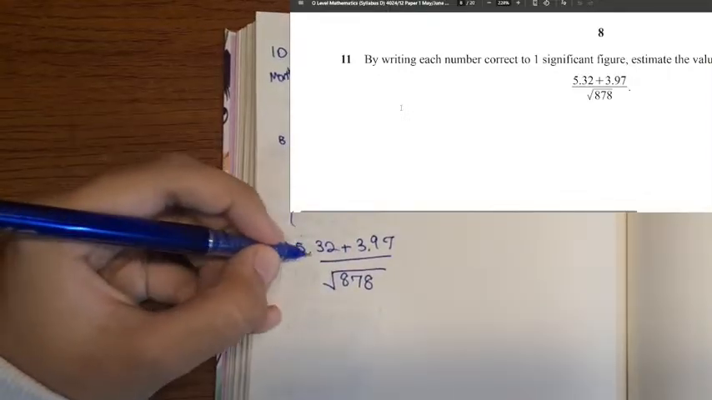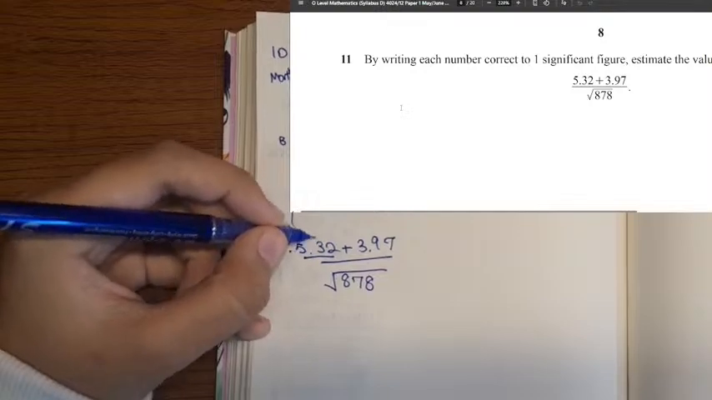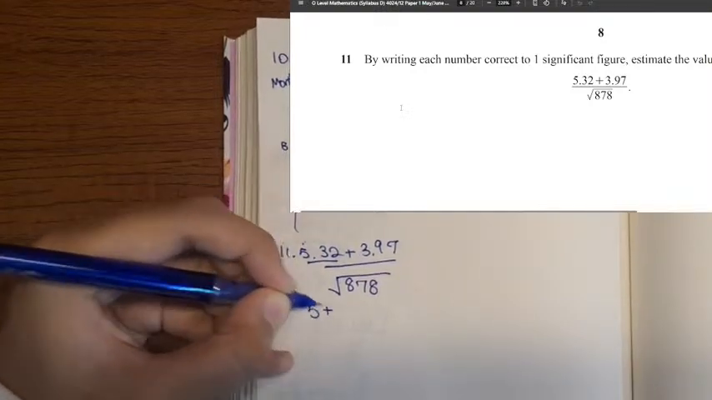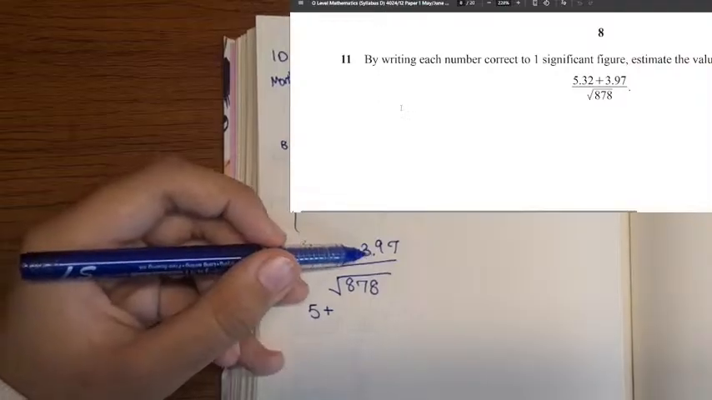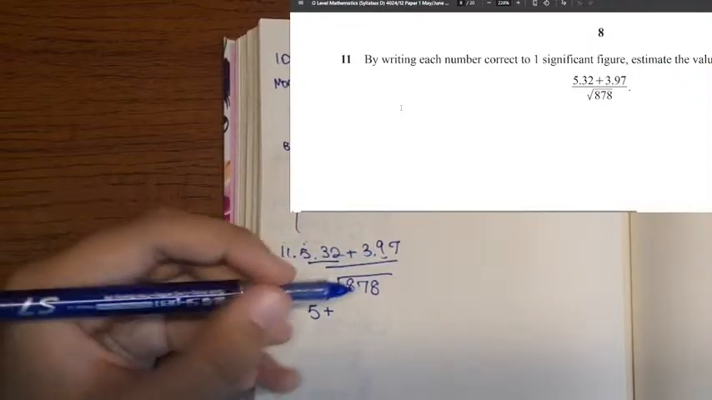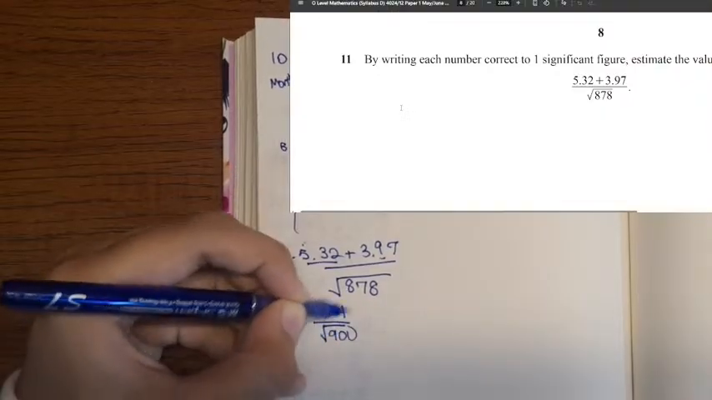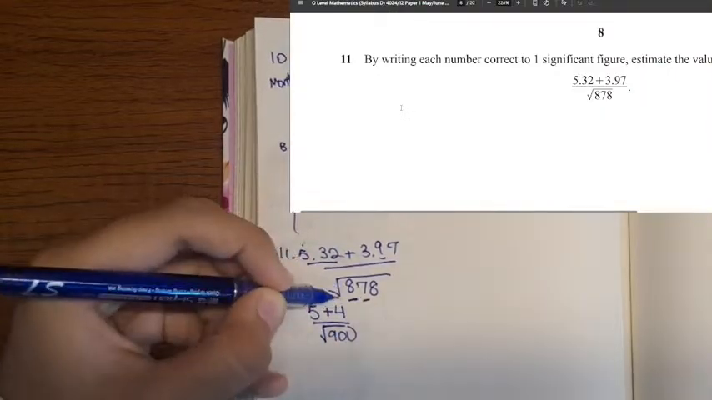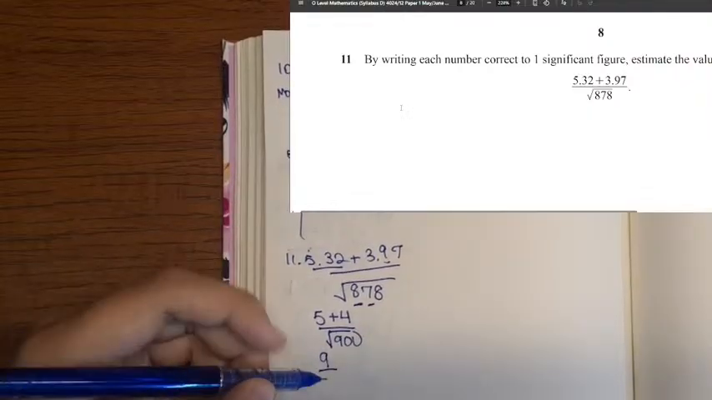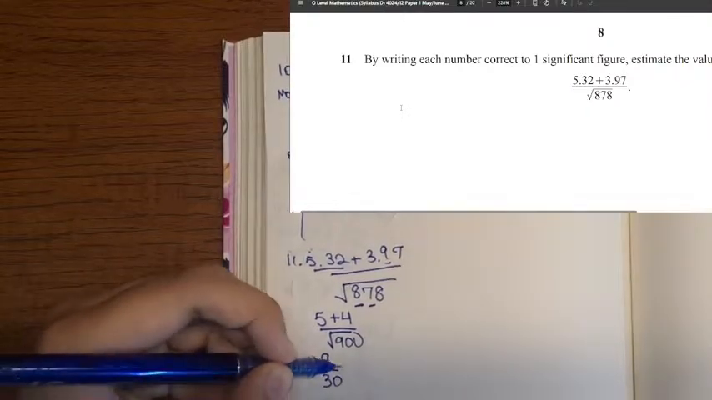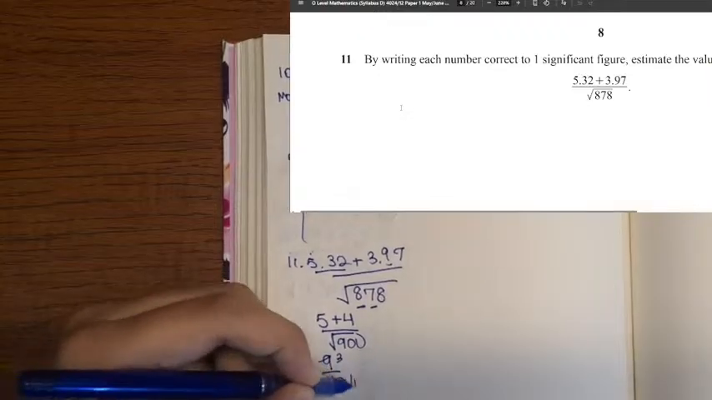Now 5.32, to one significant figure is 5, and obviously it won't be rounded up because 3 is less than 5, so it becomes 5. And then 3.97 can be rounded up because 9 is greater than 5, so it becomes 4. And this is root 900 because 8, and then we have 7 here, 7 brings 1, and then it becomes 900. So this basically becomes 9 upon root 900, which is equal to 30, and this is thus equal to 0.3.